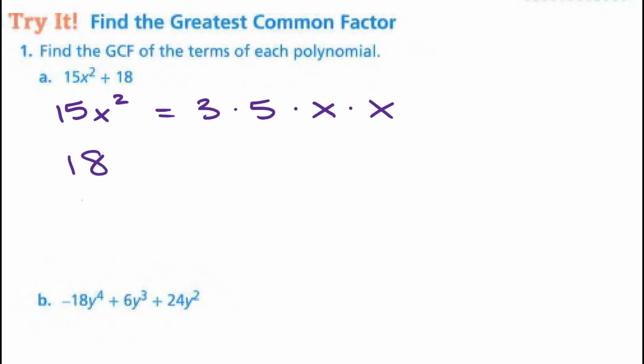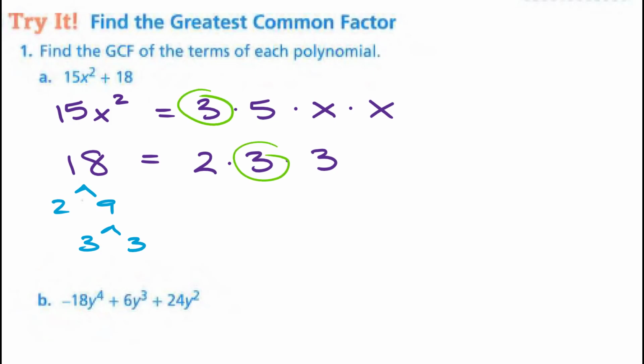Next, my 18. You might need to do a factor tree for your 18. This would be 2 times 9, and 9 is just the 3 times 3. So I can work this out as 2 times 3 times 3. Again, we're looking for what these terms have in common, and in this example, it's only the 3. My 15x squared also has a 5 and an x and another x, but none of those show up with my 18. And so my final answer for the GCF is just 3.